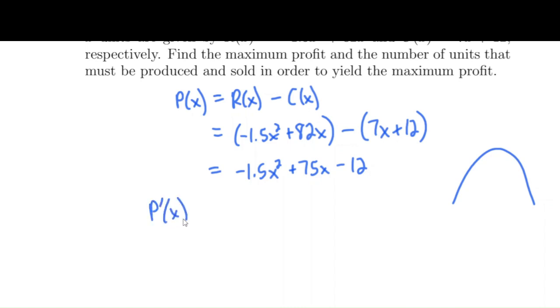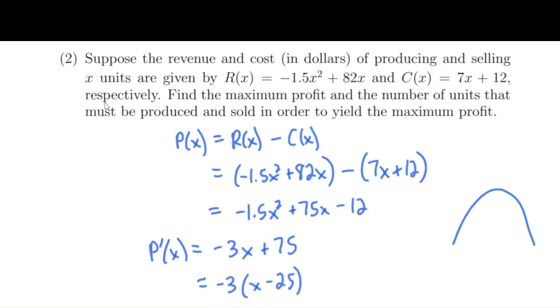Well, p prime of x is going to be, well, if we multiply 2 times 1.5, we get 3. This would be negative 3x plus 75. And let's factor out the negative 3. Write this as negative 3 times x minus 25. So notice, what's the critical number? Well, what value of x can we plug in here that will make the derivative be 0? What number can we plug in here to make this 0? Well, notice it's x equals 25. Now, what does this mean? Is this $25? No, 25 is the X value that's going to maximize the profit.